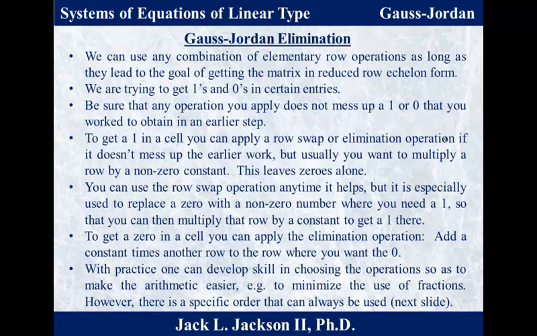Alright, so let's talk some more about generalities of what we're talking about here. So in Gauss-Jordan elimination, we can use any combination of elementary row operations as long as they're leading us to our goal of getting the matrix in reduced row echelon form. Now remember, we're just trying to get ones and zeros in certain places or certain entries in our matrix. So you want to be sure that when you work hard to get a 0 or a 1 somewhere, you don't come along and mess it up later on with a different step.